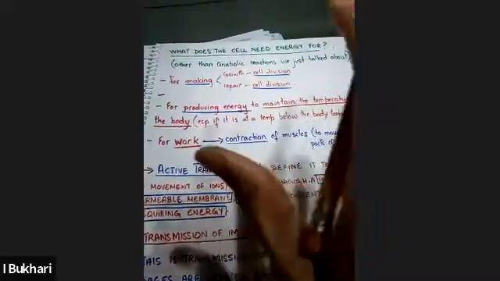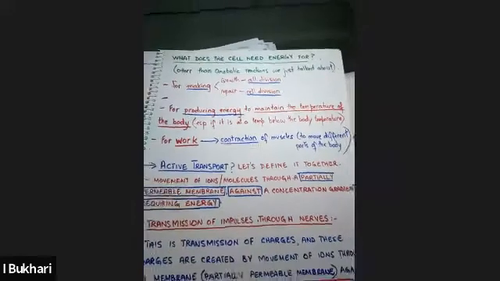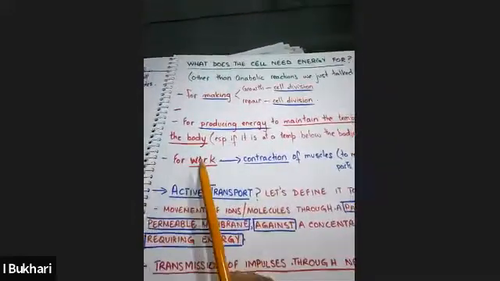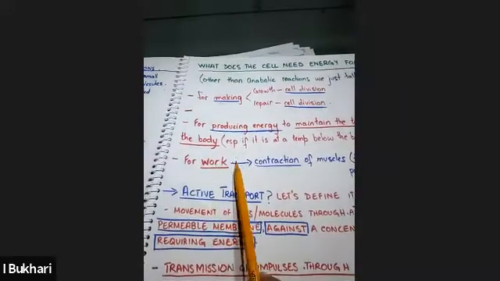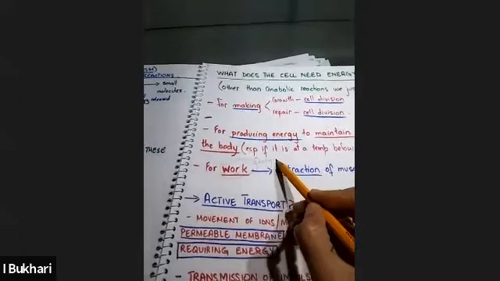Of course, the source of heat for maintaining body temperature comes from respiration, the breakdown of glucose. Then for work, of course, work is just another name for energy. Energy is the ability to do work.